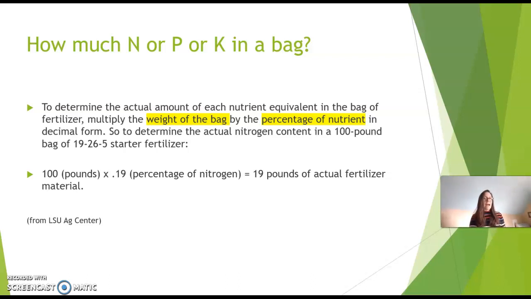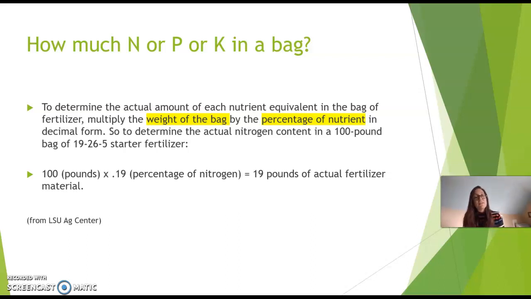So to determine the actual amount of each nutrient in the bag of fertilizer, you multiply the weight of the bag by the percentage of the nutrient in decimal form. Okay, so to determine the actual nitrogen content in a 100-pound bag of, say, 19-26-5 starter fertilizer.